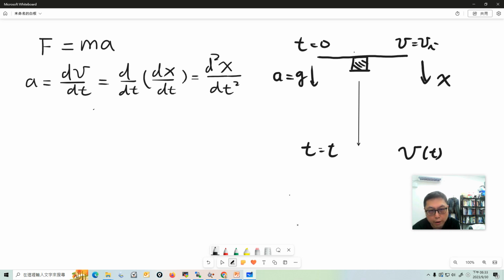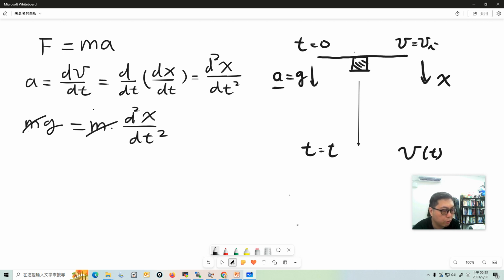For this problem, the only force is the gravity. I just pretend it is a normal acceleration. So the force acting on this object is mg, and it equals ma, which is m times d squared x over dt squared. We divide through by m, and we obtain an equation like this. This is called a differential equation.